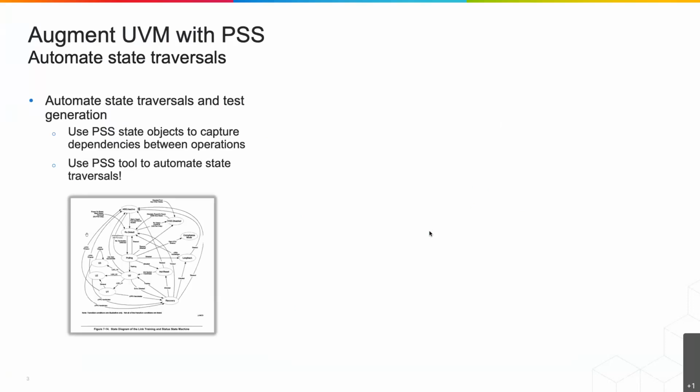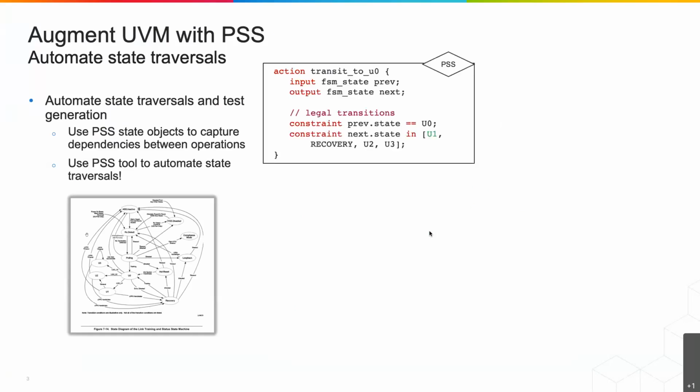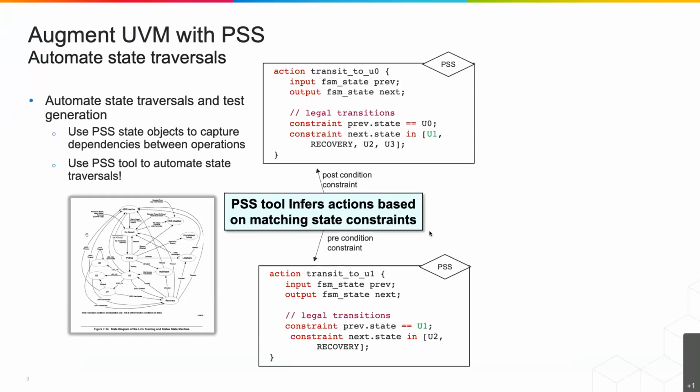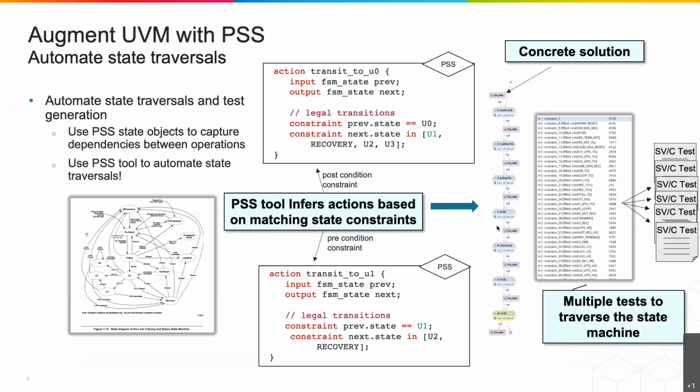The state dependency of transitions to state, let's say U0, and transition to state U1 can be modeled as shown here. Based on the matching constraints between the actions and the state objects that they exchange, the PSS tool would infer dependent actions and complete the dependency chain for creating a legal concrete solution. The users can create many such concrete solutions with different seeds and then map them to their SystemVerilog elements to create multiple SystemVerilog test cases. In this way, they can create exhaustive state traversals.